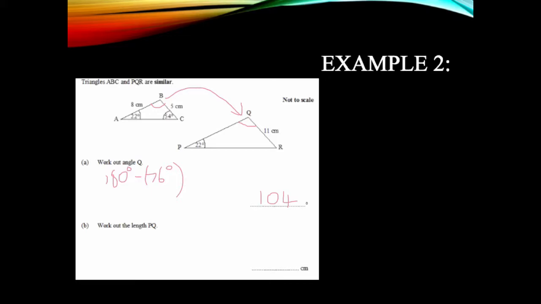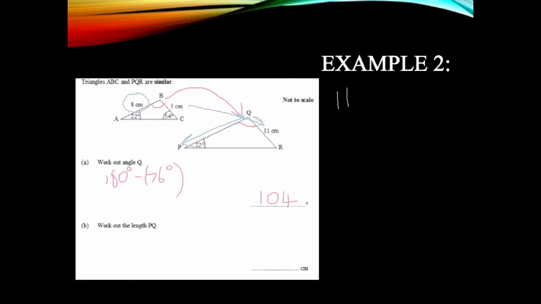Work out the length of PQ. Now that's the length here from P to Q. So I'm looking at the corresponding side. It started out being AB, and that was 8 centimetres. Now we need to know by what can I multiply 8 centimetres by to get to the new length PQ. Well, I've got some information shown here that BC was 5 and QR is now 11. So something has happened between 5 and 11. It's been increased by something.